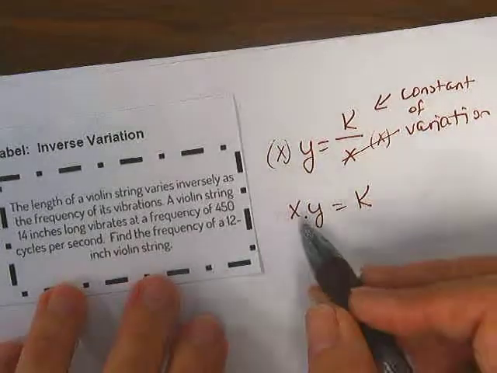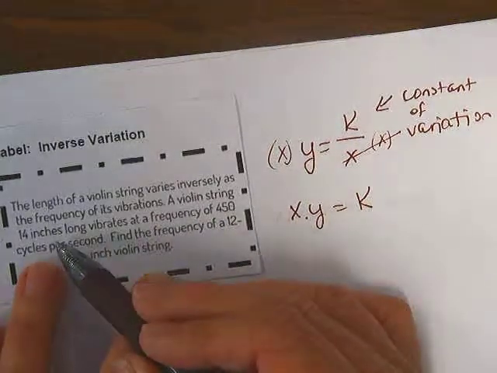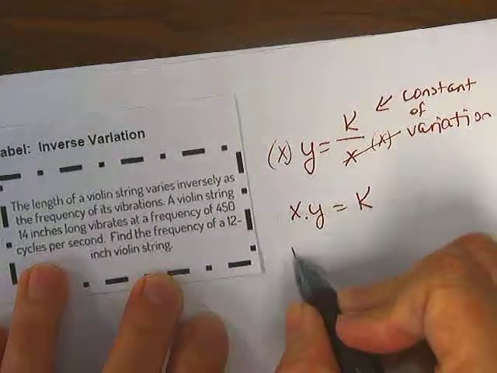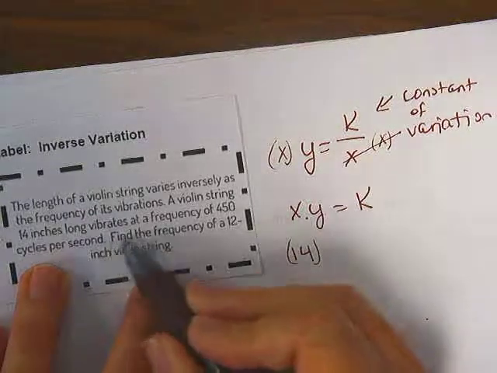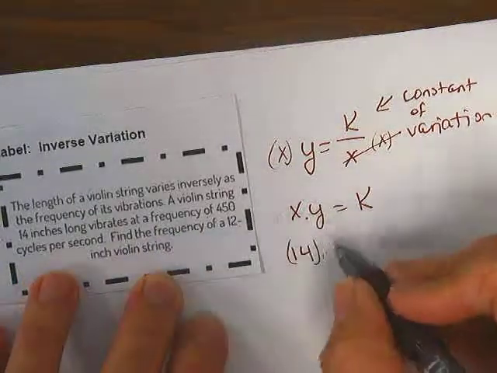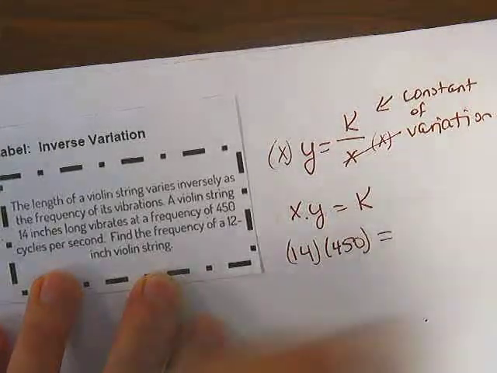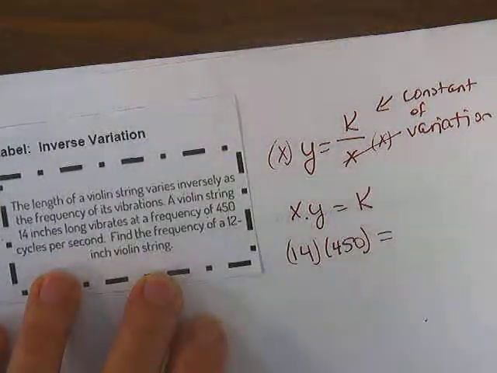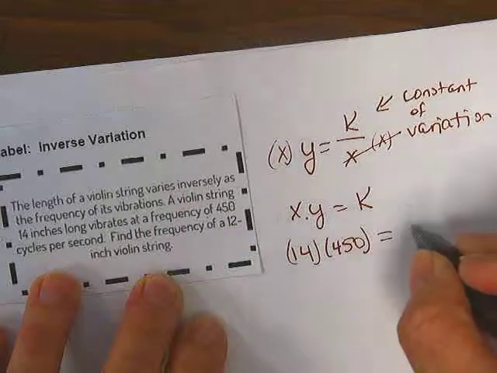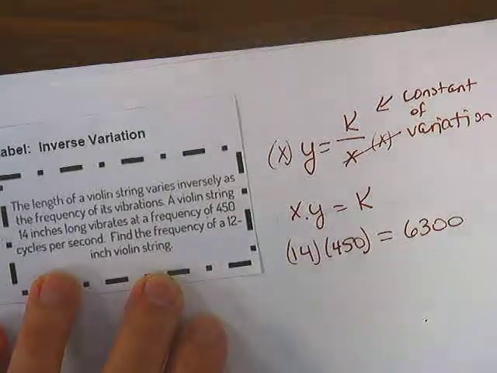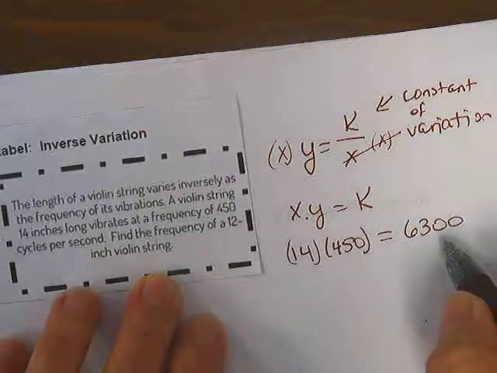So what we're going to use here is the violin string is 14 inches long, so that's x. 14 multiplied by the frequency is y, so 450. 14 times 450 gives you your constant of variation. And in this case, 14 times 450 is equal to 6,300. That is my constant of variation.